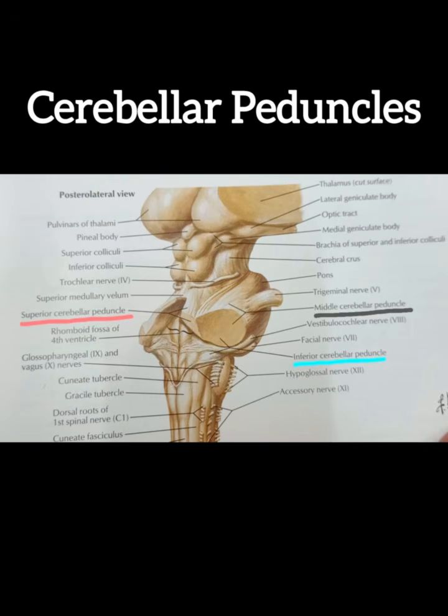The afferent and efferent fibers of the cerebellum are grouped together on each side into three large bundles called cerebellar peduncles. The superior cerebellar peduncle connects the cerebellum to the midbrain, the middle cerebellar peduncle to the pons, and the inferior cerebellar peduncle to the medulla oblongata. The afferent and efferent fibers passing through the cerebellar peduncles are summarized in the table.